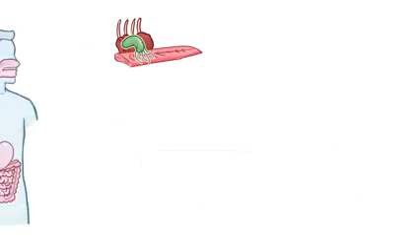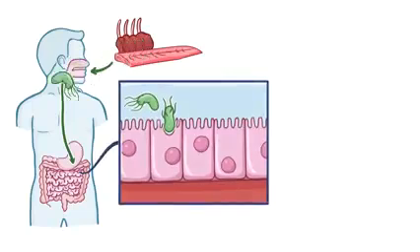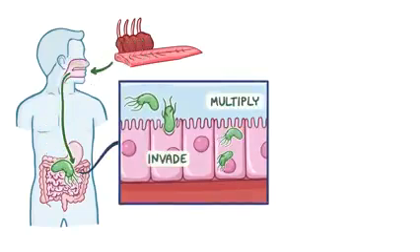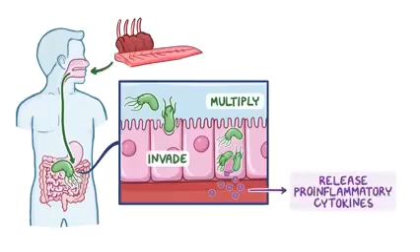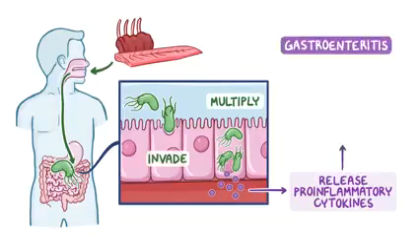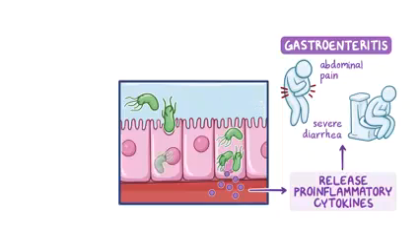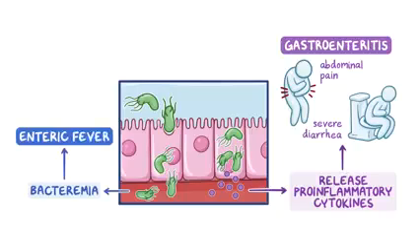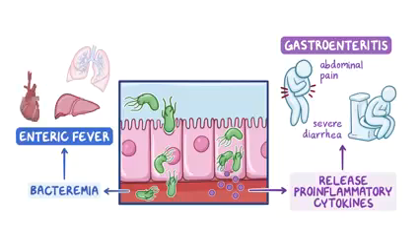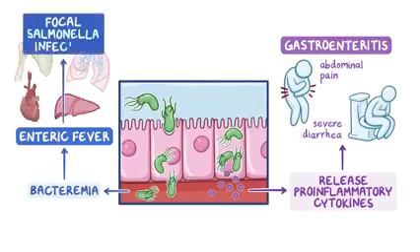When the bacteria are ingested, they travel through the digestive tract, invading and multiplying in intestinal cells. Infected cells then release pro-inflammatory cytokines, causing an inflammatory response. This results in gastroenteritis, or inflammation of the intestinal tract, causing abdominal pain and severe diarrhea. The bacteria can also enter the blood, termed bacteremia, and cause enteric fever. From there, they can make their way to other organs like the liver, lungs, heart, and bone to cause focal salmonella infection.